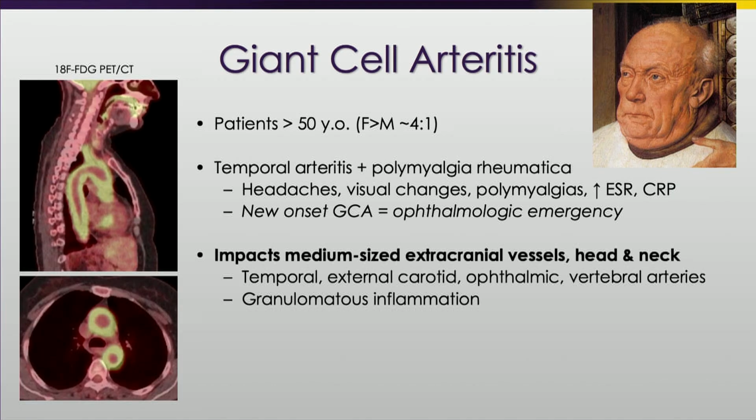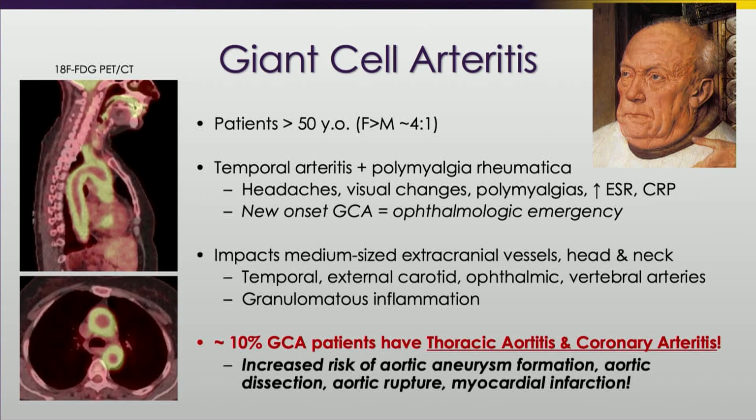It classically impacts medium-sized extracranial vessels of the head and neck, and it is a granulomatous vasculitis, very similar to Takayasu. But I just want to take the opportunity to remind you that in a small group of giant cell arteritis cases, thoracic aortitis and coronary arteritis may develop. And there is in these patients an increased risk of aortic aneurysm formation, aortic dissection, rupture, and even myocardial infarction. So we should always keep this in mind with a diagnosis of giant cell arteritis.